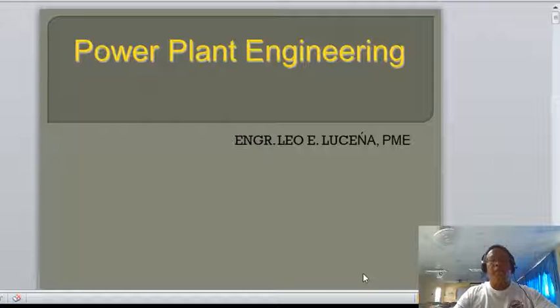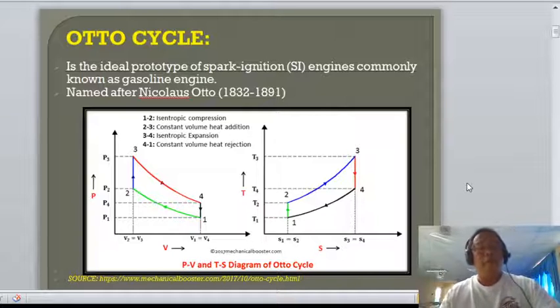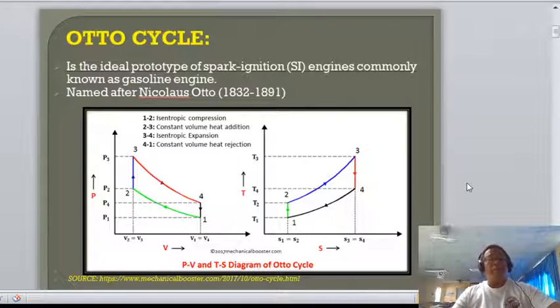Today, this is another topic in power plant engineering, which is very helpful in your subject in power plant engineering. This time, we will discuss the Otto cycle. So first, let us define what this cycle means.